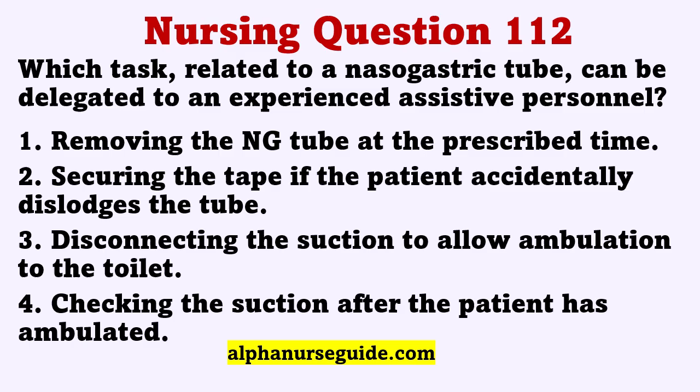The correct answer is 3. Disconnecting the suction to allow ambulation to the toilet. Rationale. Disconnecting the tube from suction is an appropriate task to delegate, but the nurse must give specific instructions or verify that the AP knows how to do this task. Suction should be reconnected by the nurse so that correct pressure is checked. If the AP is permitted to reconnect the tube, the nurse is still responsible for checking that the pressure setting is correct. During removal of the tube, there is a potential for aspiration, so the nurse should perform this task. If the tube is dislodged, the nurse should recheck placement before it is secured.